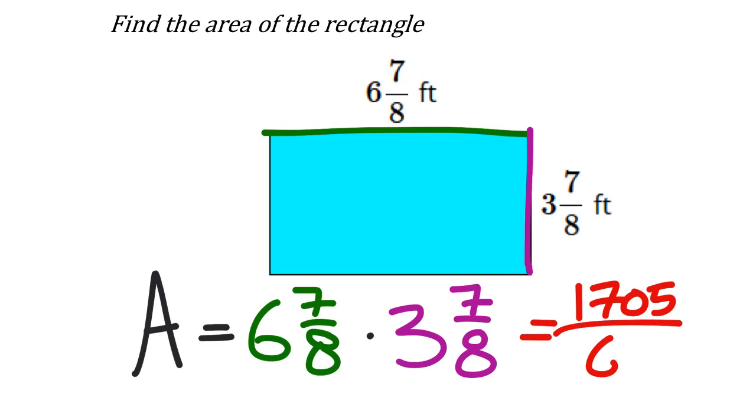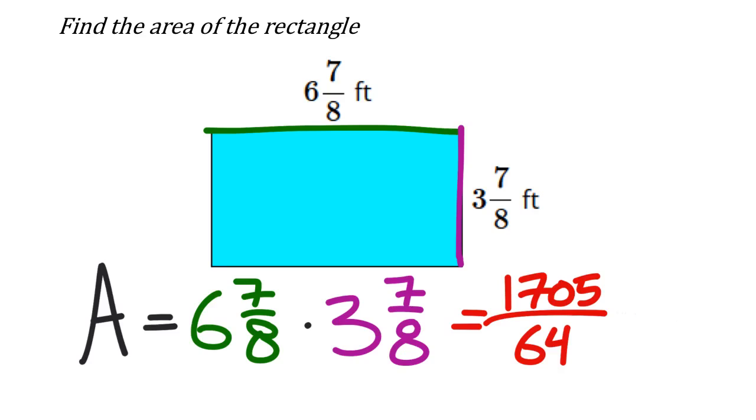1705 over 64. But I don't want the improper fraction because this section is for mixed numbers. We started with mixed numbers as well, so we'll express the answer as a mixed number. So I'm just going to change this into a mixed number with the calculator. Second, 10 to the power of n button, enter, and it gives me 26 41/64. But again, that's not the answer.